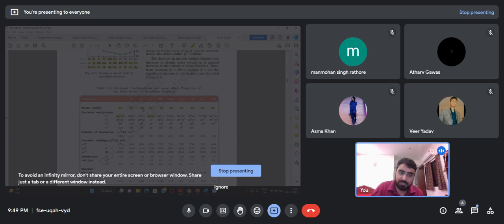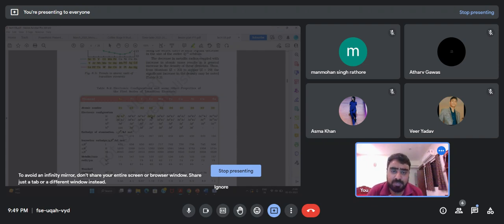Correct? Going further, if it is 23, 3d3 4s2. You just need to swap it. 23, so 32, like that way. Okay. Further, 24, so it should be 3d4 4s2, but this is an exception.